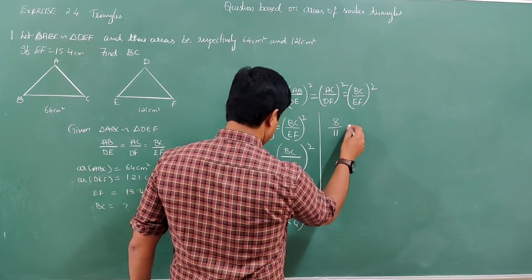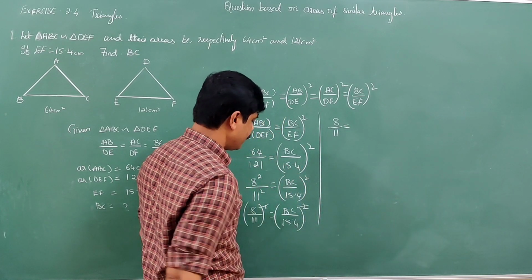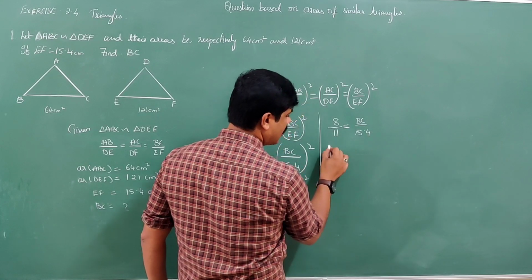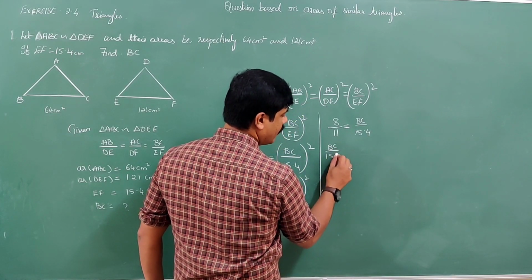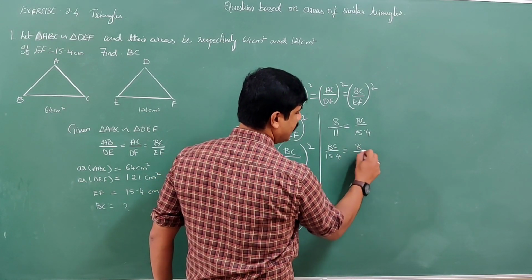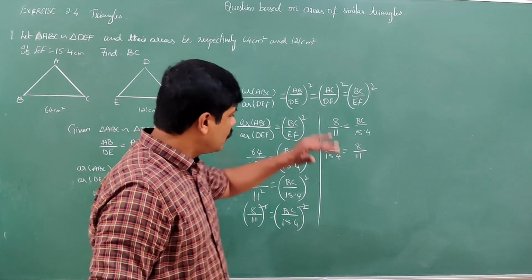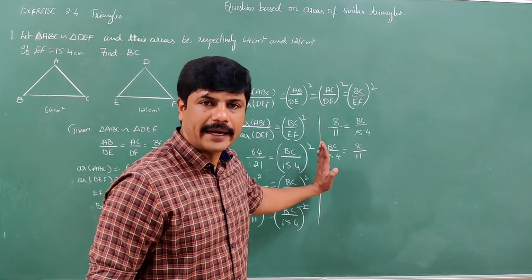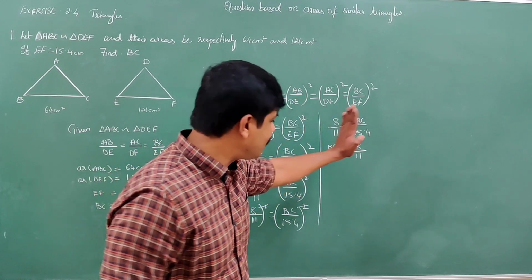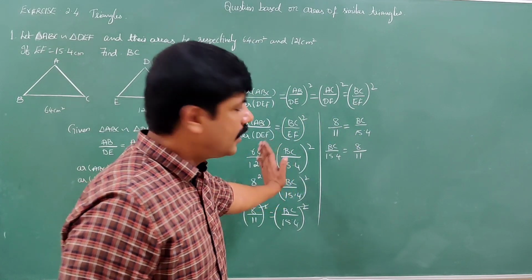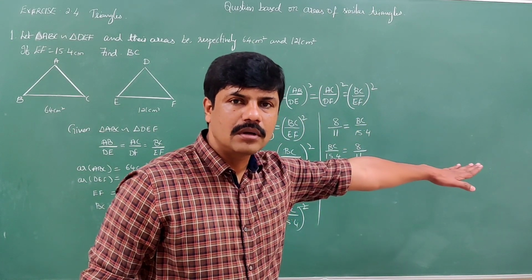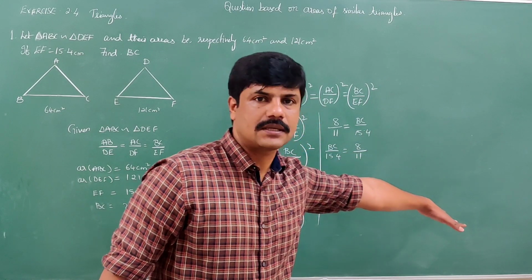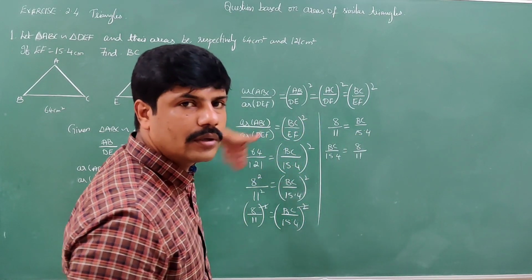8 by 11 is equal to BC by 15.4, or BC by 15.4 is equal to 8 by 11. Now, the unknown parameter, the unknown thing, is BC. BC you have to find. So keep only BC on the left side. Rest all, all the known constants or whatever is known, transfer to the RHS. Only what is not known, keep on one side.